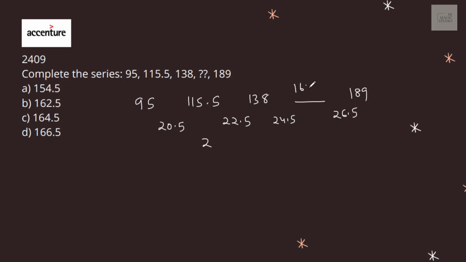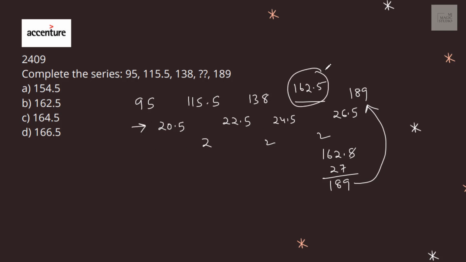138 plus 24.5 is 162.5. Now just check. 162.5 plus 27 would give us 189. Bingo. Our pattern of changes of 2 is in AP differences. Answer would be 162.5, and that features in option B.